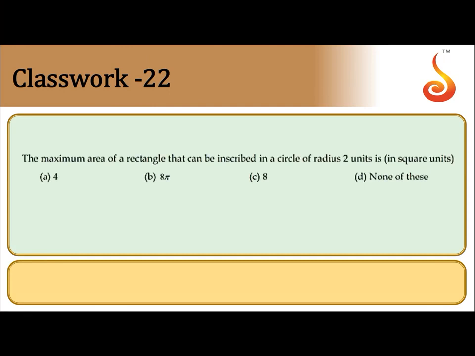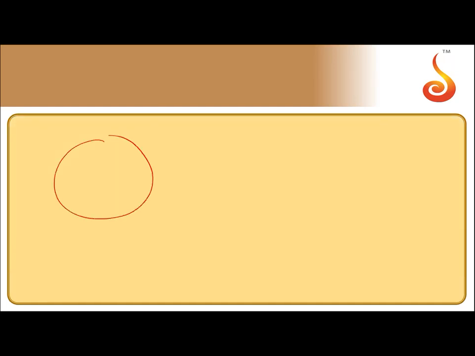Let me take up next one. The maximum area of the rectangle that can be inscribed in a circle of radius 2. See, a circle of radius 2. Remember, in case when a rectangle is inscribed in a circle with vertex x comma y, the area is maximum when x must be is equals to y.